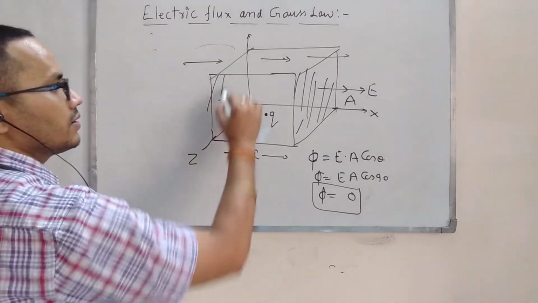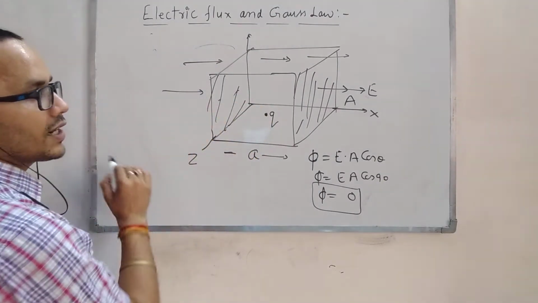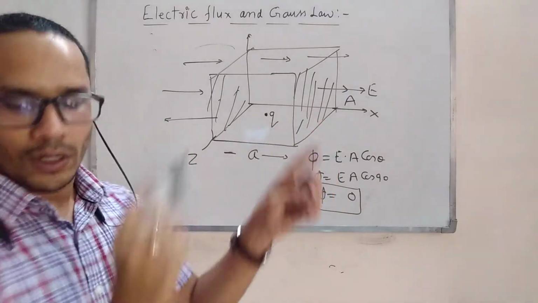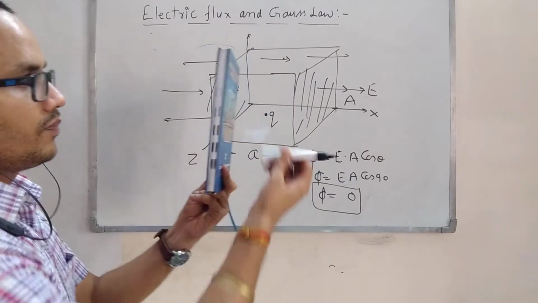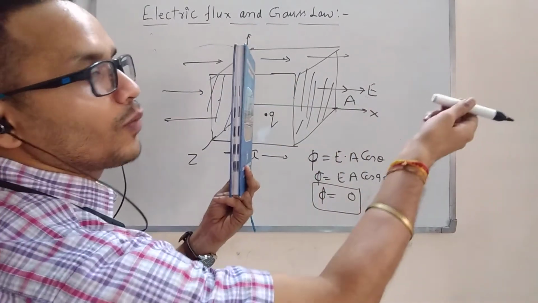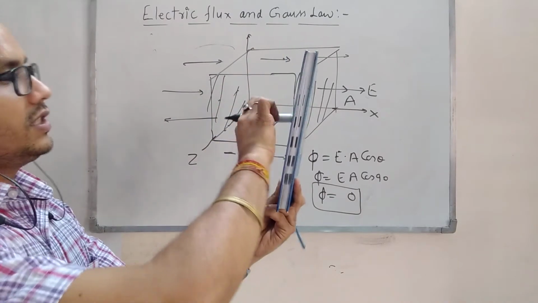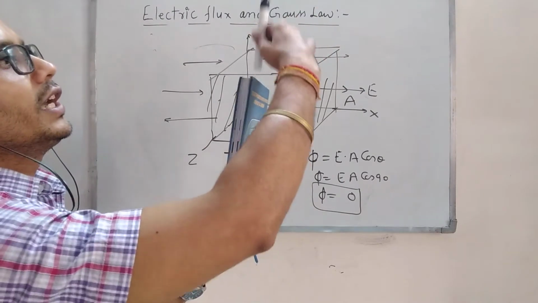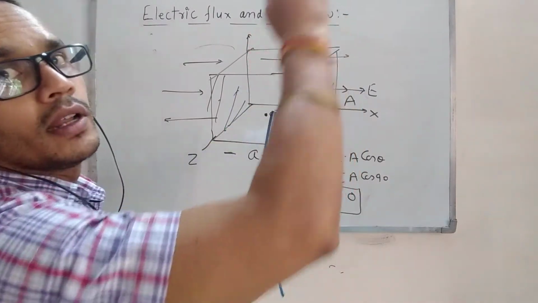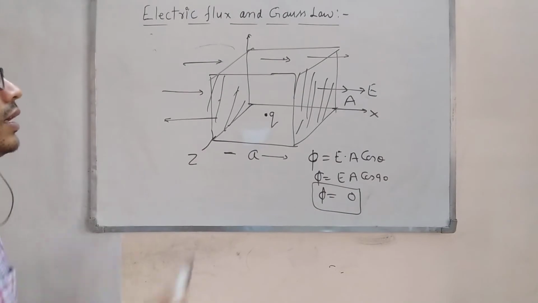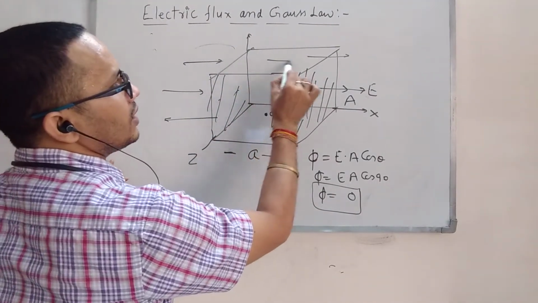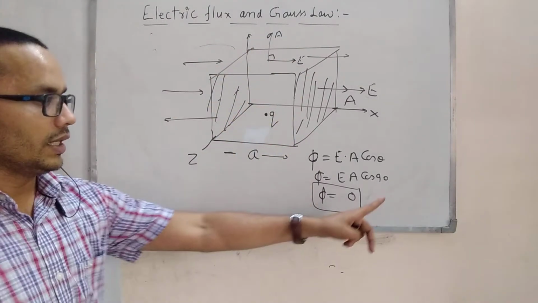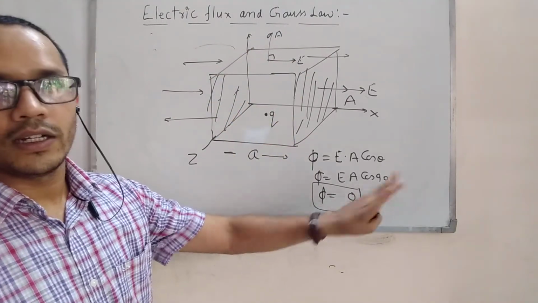Similarly for this surface, the electric field is in this direction, but its area vector will be in the opposite direction. Area vector is always perpendicular to the surface. The area vector for this surface is perpendicularly outward. The area vector for this surface is perpendicularly outward. The area vector for this surface is perpendicularly outward. This is the method. If I consider this surface, the electric field is E and the area vector is A. It makes an angle of 90 degrees. And as you know, if the angle is 90 degrees, there is no flux.